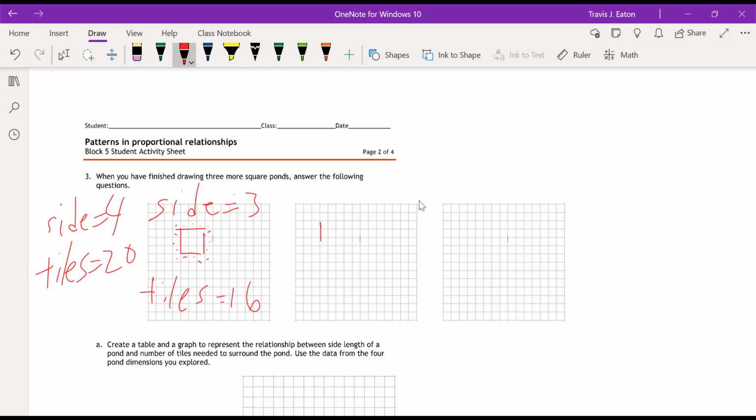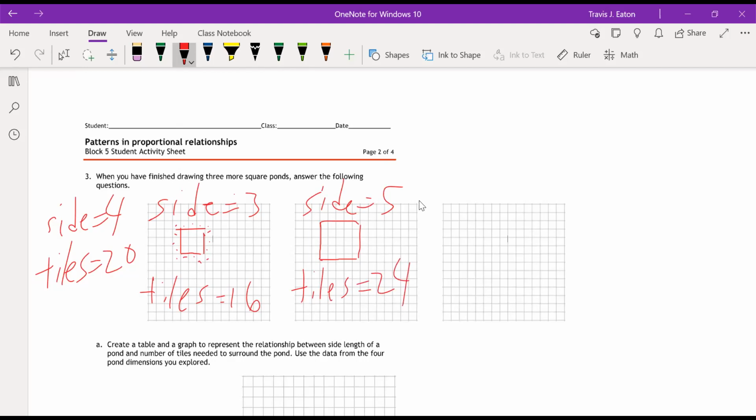Length of 5. 1, 2, 3, 4, 5, right? And 1, 2, 3, 4, 5. And 1, 2, 3, 4, 5. Whew. Tough to draw on my tiny little computer screen. 1, 2, 3, 4. Yeah. So that has a side length of 5, right? So how many tiles will it take? Let's see. 5, 10, 15, 20. It'll take 24 tiles.